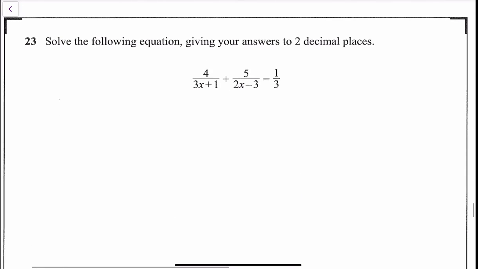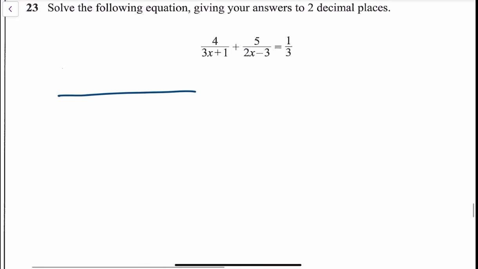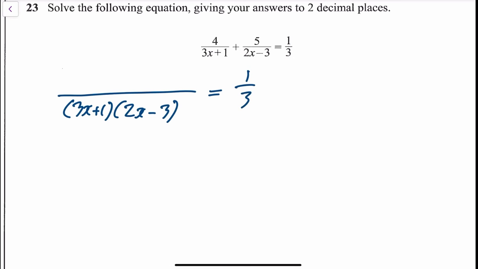Okay, next question, one of my favourite types of questions. Solve the following equation, giving your answer to 2 decimal places. So this is where we take a common denominator. Just so on our left-hand side, we're going to take a common denominator of 3x plus 1 upon 2x minus 3. The right-hand side, I would just keep it as a third. So the top line over here becomes 4 upon 2x minus 3 plus 5 upon 3x plus 1.